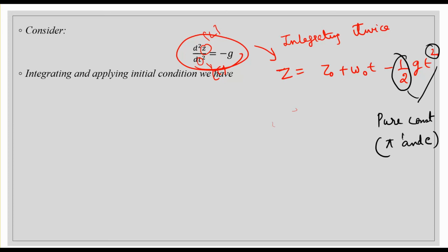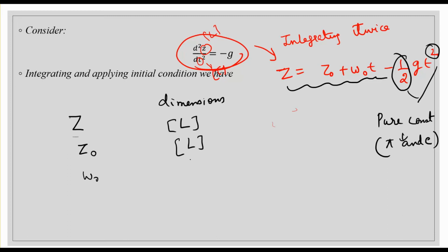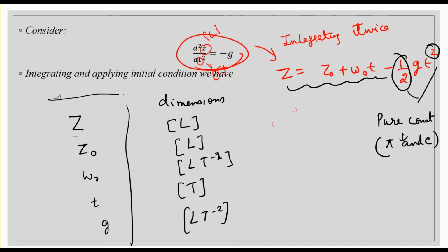Now if you see this equation, what are the primary dimensions of all the parameters? The dimensions are as follows. z has a dimension of L, z naught also has a dimension of L, w naught has a dimension of L T minus 1, t has a dimension of time, and g has a dimension of L T minus 2. So these are the dimensions of all the parameters involved in this equation.